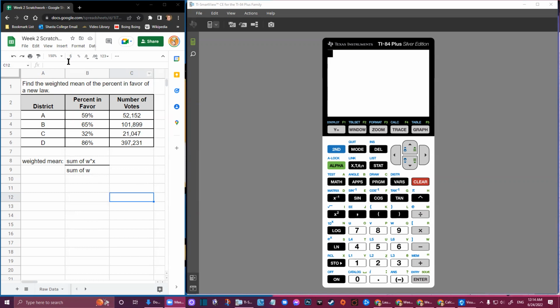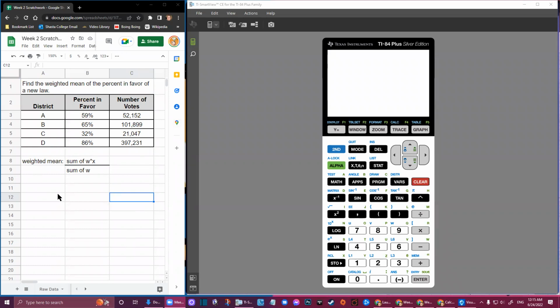So you see we have a weighted mean problem over on our spreadsheet. Find the weighted mean of the percent in favor of a new law. And in the data table, we're given the 4 districts we pulled data from, the percent in favor from that district, and the number of people who voted in that district selection.